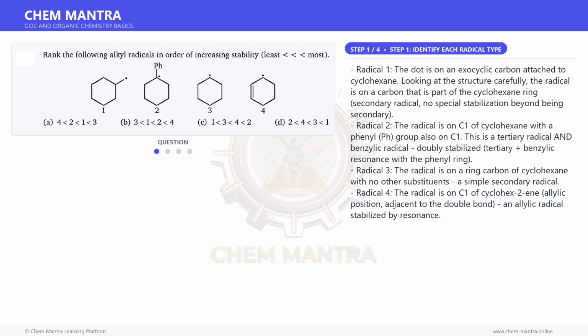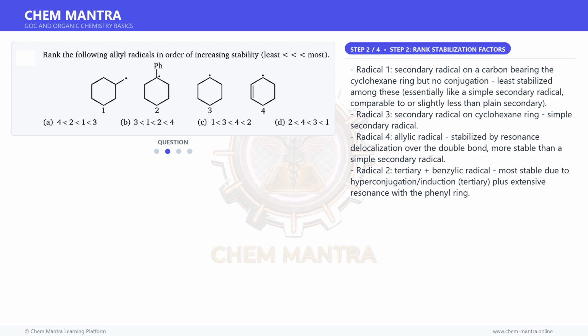Radical 3, the radical is on a ring carbon of cyclohexane with no other substituents, a simple secondary radical. Radical 4, the radical is on C1 of cyclohexene, an allylic position adjacent to the double bond, and the allylic radical is stabilized by resonance. Moving on to the next step.